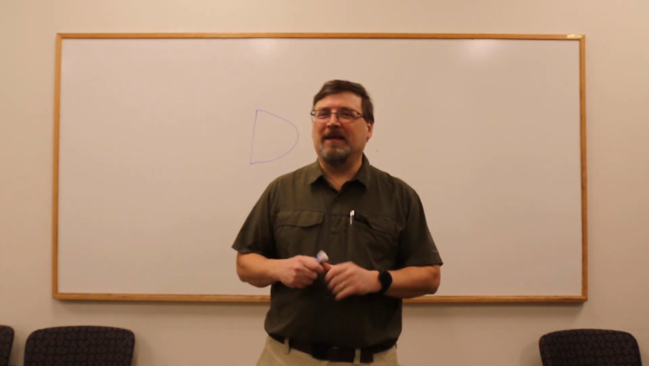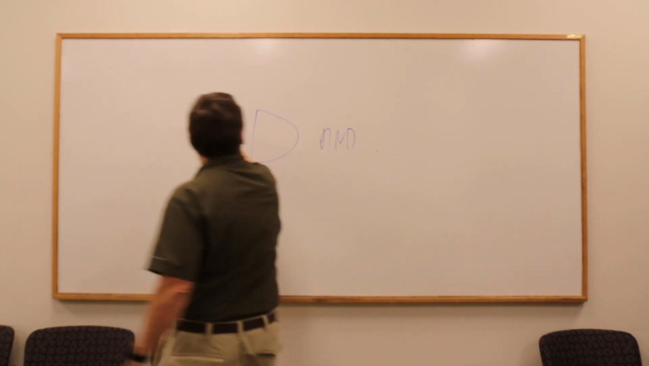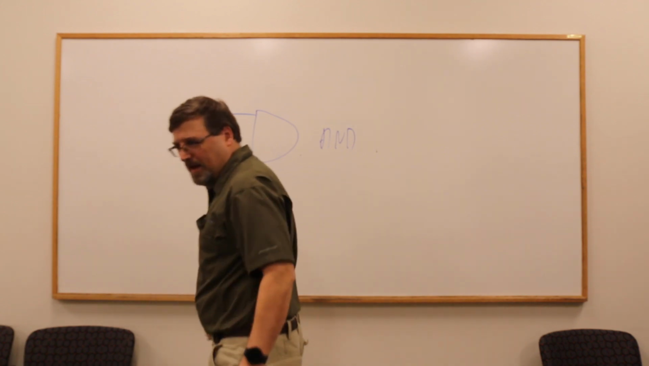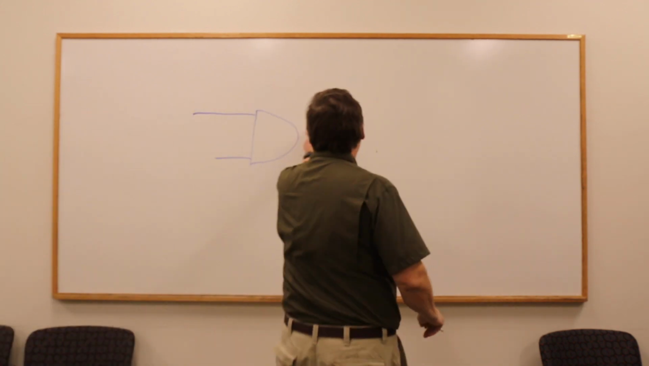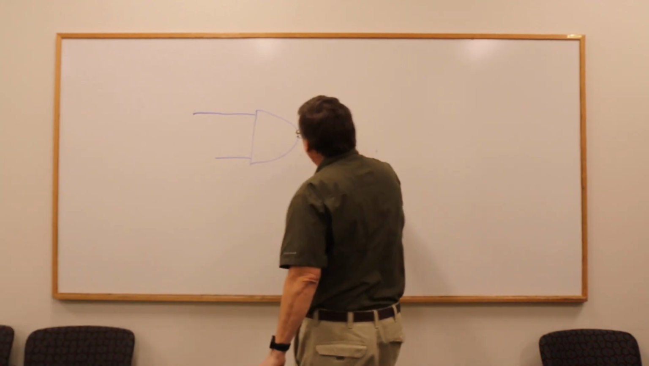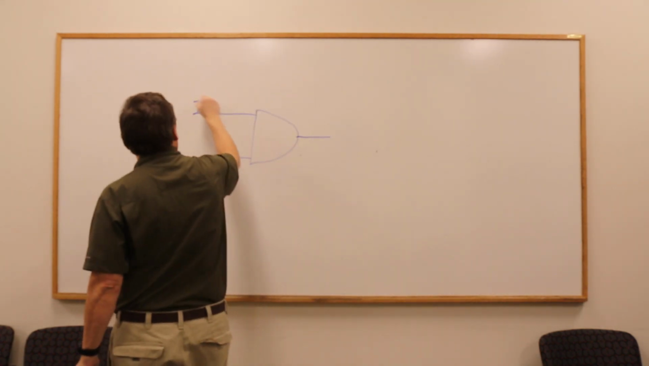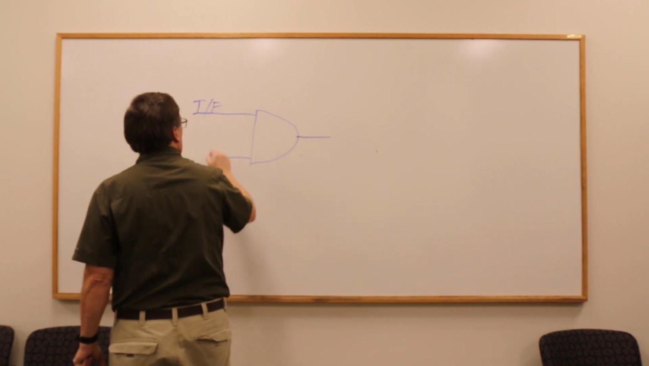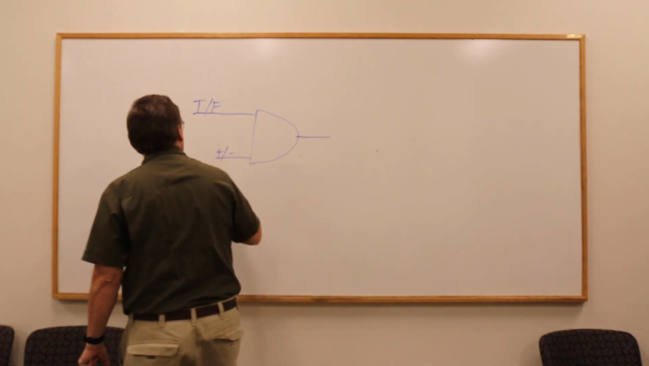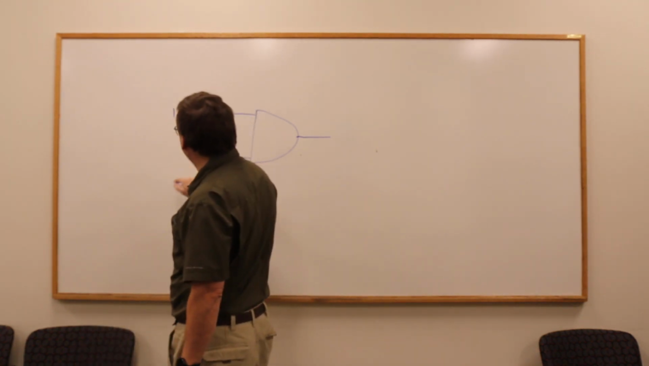So let's look at the AND gate. What we're saying is we have two inputs and one output to the AND gate. And we can think of these as true or false, or we can think of them as positive or negative, or we can think of them as 1 or 0.